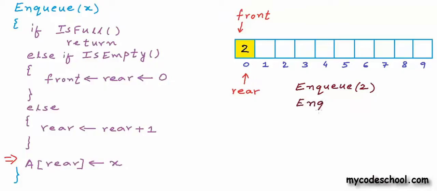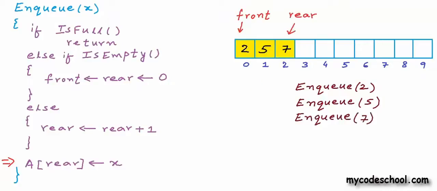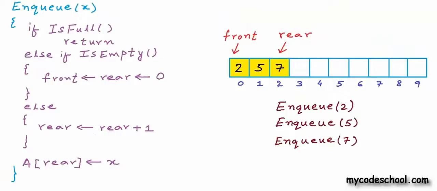Let's make another call to enqueue. This time I want to insert number 5. This time queue is not empty, so rear will be incremented. We have added a cell to the queue by incrementing rear, and now we will write the value 5 at the new rear index. Let's enqueue one more number. I have enqueued 7. Let's now write dequeue operation.